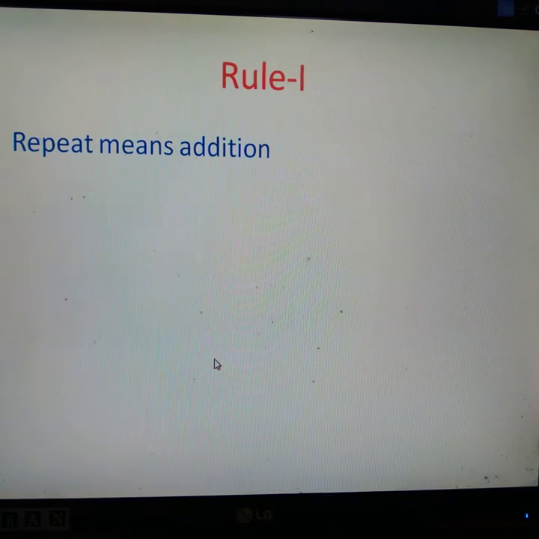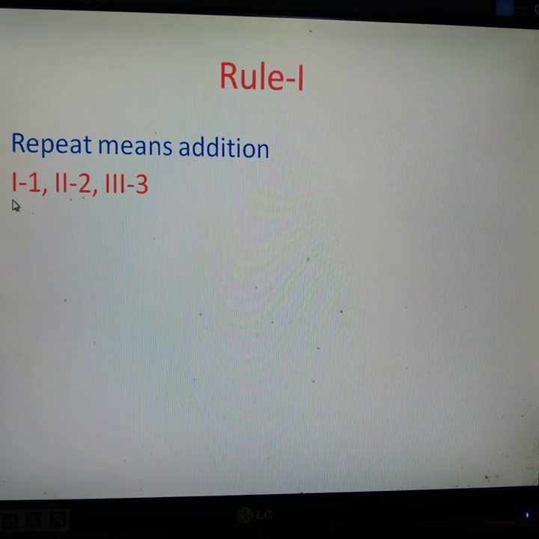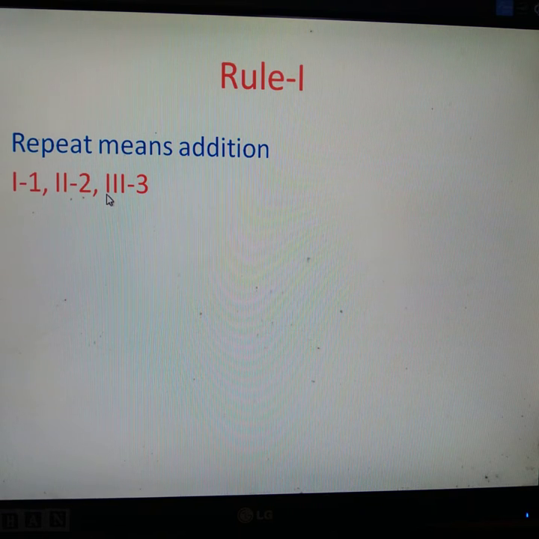Rule 1: we have seen that some letters are repeated, and repetition means addition. Like I repeated: if I is written 1 time, then its value is 1. If it is written 2 times, then 1 plus 1 equal to 2. If it is written 3 times, then 1 plus 1 plus 1 equal to 3.